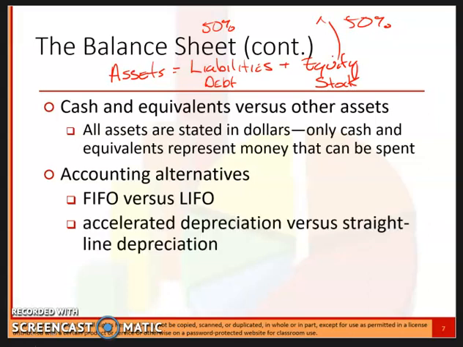Accelerated depreciation versus straight line depreciation. A young firm with very low profits probably would want to use straight line, whereas a highly profitable firm would want to use accelerated. Accelerated moves that depreciation, that write-off, to earlier years and reduces taxes.